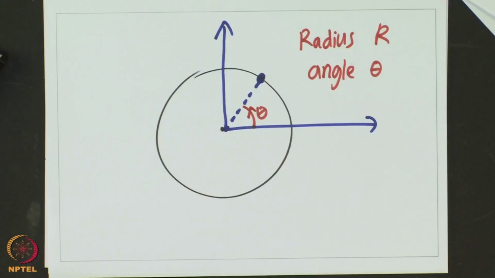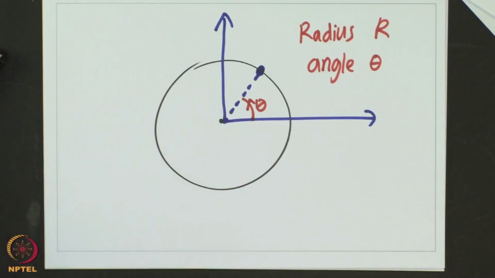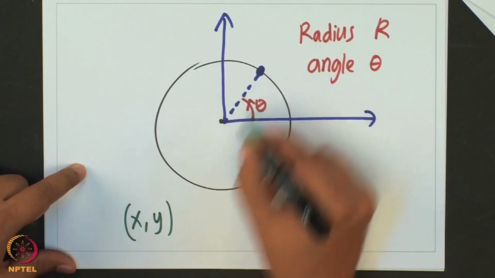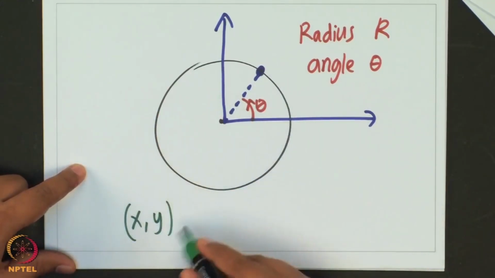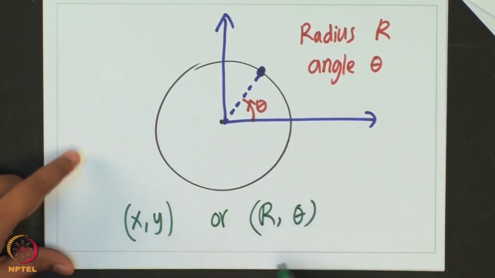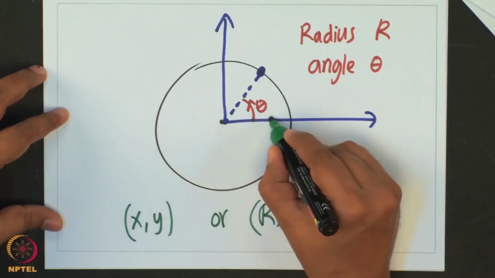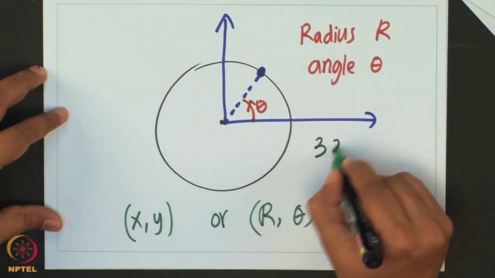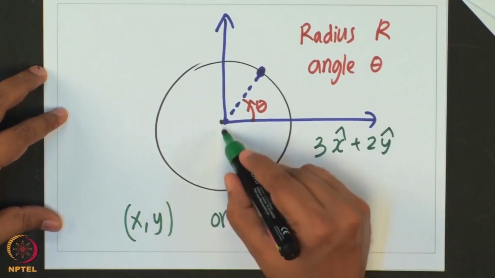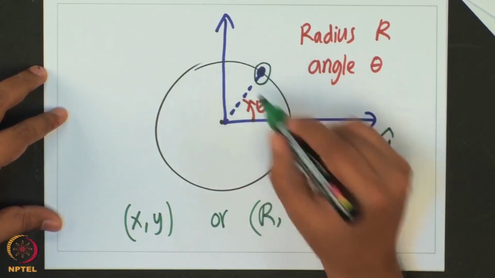So to represent a point, one can use x and y to specify the x and y coordinates, which were a and b in the notation, or I could specify r and theta. These two are equivalent methods. I could just say this is 3x plus 2y, or I could specify the radius and theta. If I specify that, that also will specify this particular point.